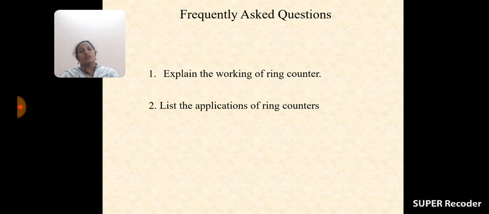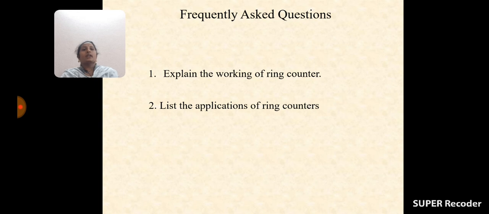And for the ring counter, one more definition is also there. It is a counter where the output of one flip-flop acts as the input of the next flip-flop. In this way, all the flip-flops are connected together. The output of the first is connected to the input of the second, the second output to the third, the third to the fourth, and finally the output of the last flip-flop is connected to the input of the first flip-flop. In this way, the outputs are connected to the inputs in a ring fashion. That's why it is also called a ring counter.